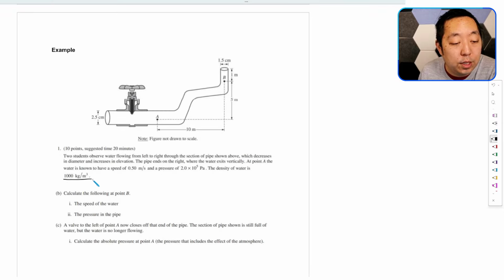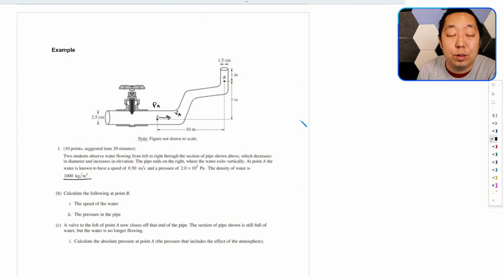The density of water is 1,000. Okay, so they know the pressure and the speed here, which is good. We'll call that vA, and we know the pressure there. Calculate the following at point B, the speed and pressure at that point there. Okay, so how are we going to handle that? Right, so again, fluid, water is moving.